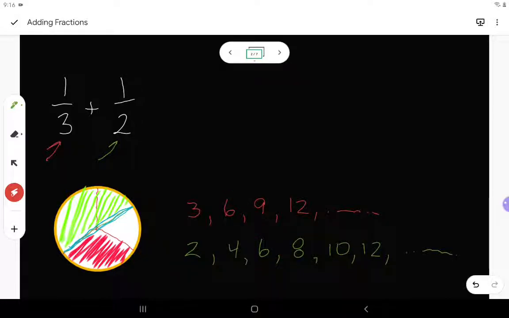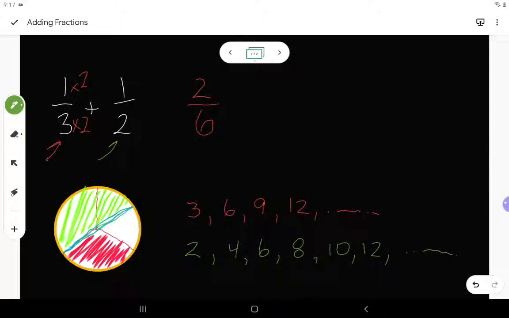So I need to turn 3 into a 6. How do I do that? Well, 3 is the first number in my list, and 6 is the second number in my list. So what I'm going to do to the 3 is multiply it by 2. Now because I want to keep my fraction equivalent, I'm going to multiply the numerator and denominator both by 2. So now I've changed 1/3 to be 2/6.